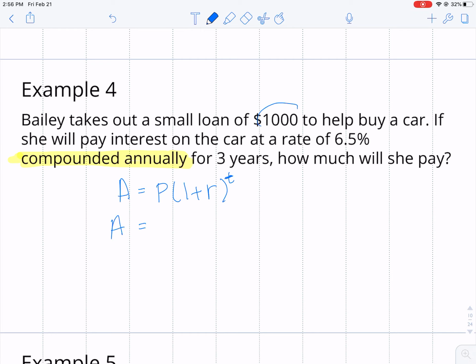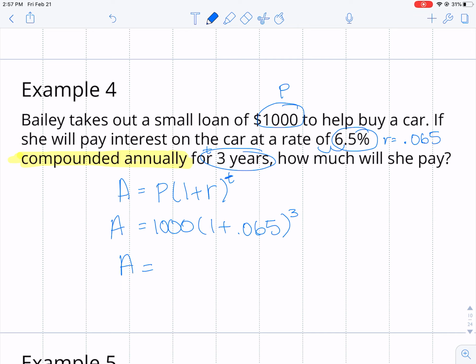So let's plug in our P. It's our 1,000. Our rate is 0.065. And then our T is our 3. So 1,000, open parentheses, 1 plus 0.065 to the 3rd power. If you do this on your calculator, it's going to be $1,207.95. So you always have to round to the nearest cent.